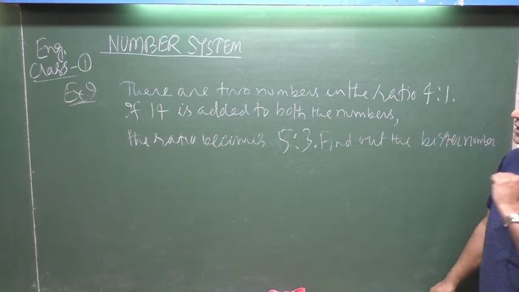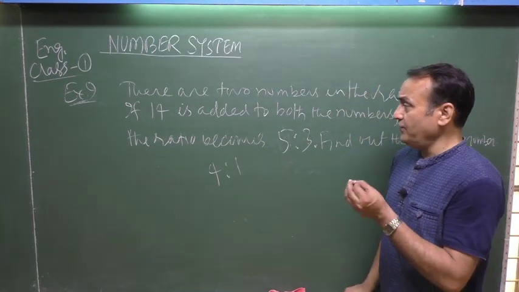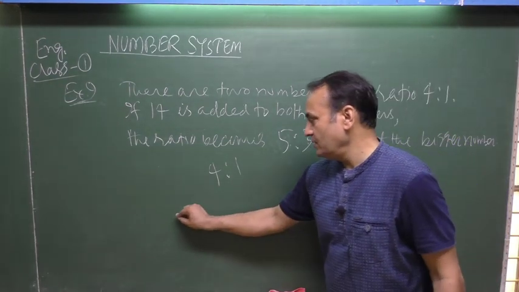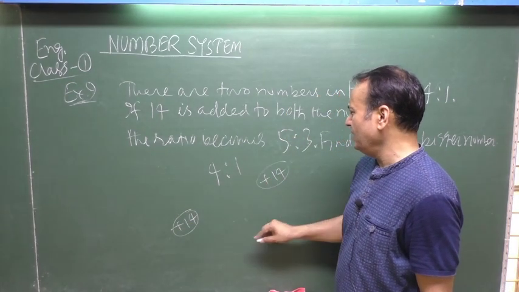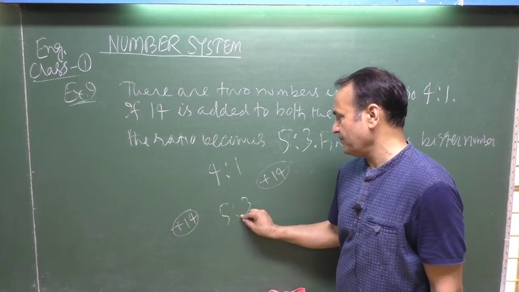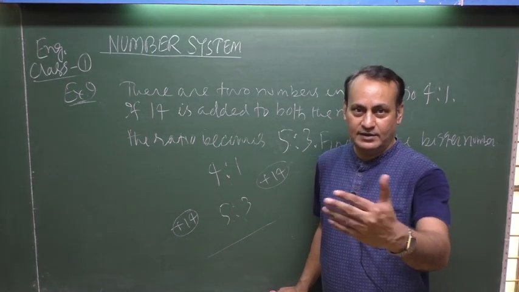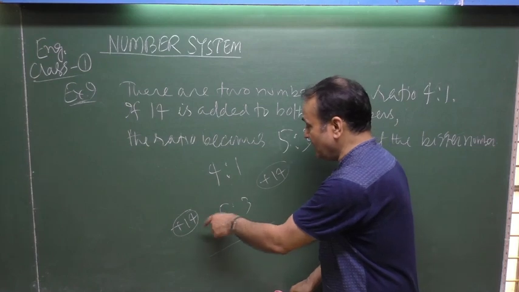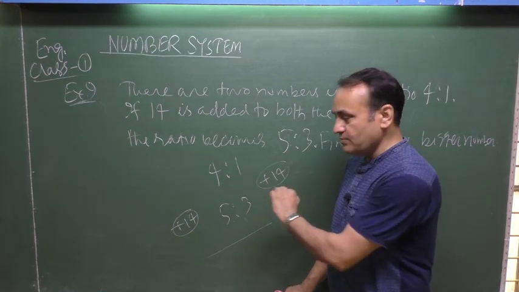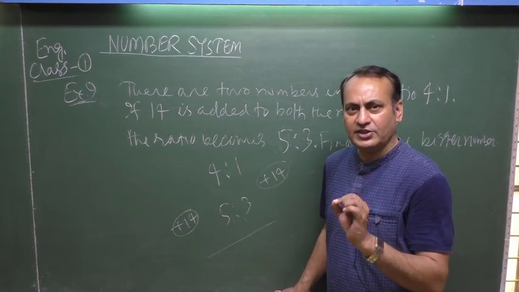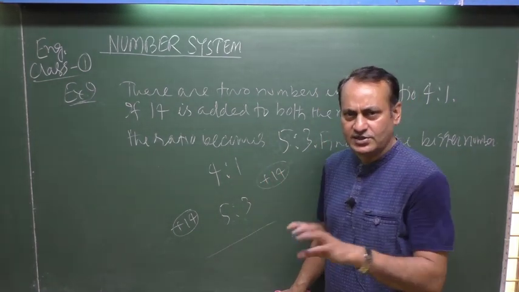See here. There are two numbers in the ratio 4:1. If 14 is added to both the numbers, that means you are going to add 14 here, and add 14 here. The ratio becomes 5:3. The same numbers have been added here as well, just like in the last question. But see here, there is a minute difference in the situation. Question is same, but the situation is slightly different.